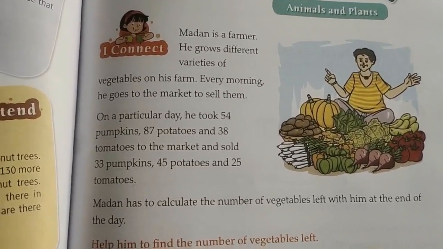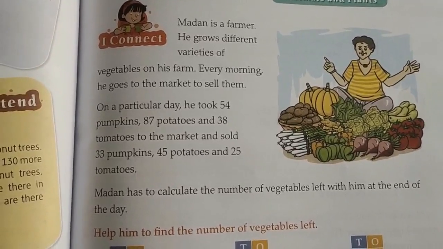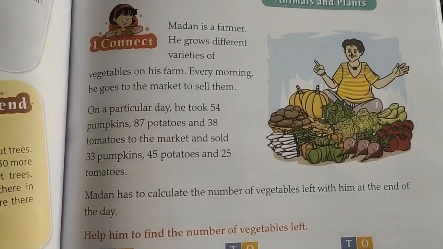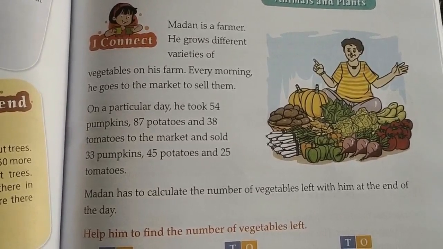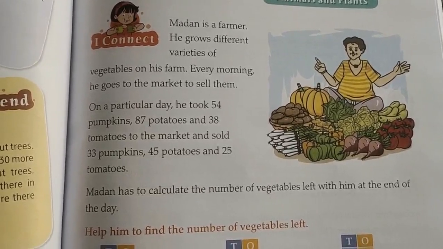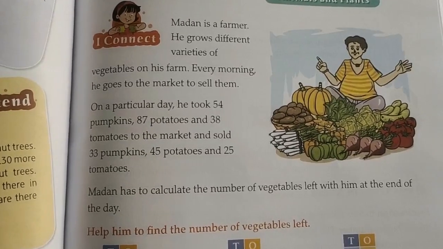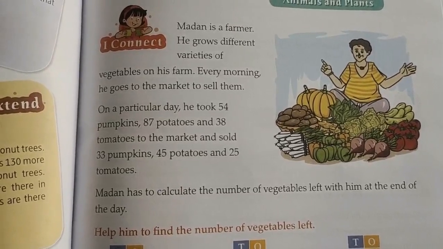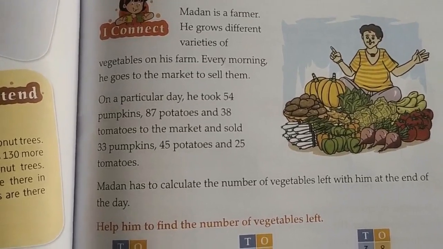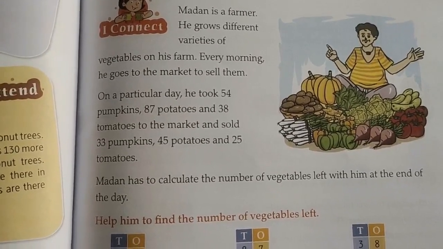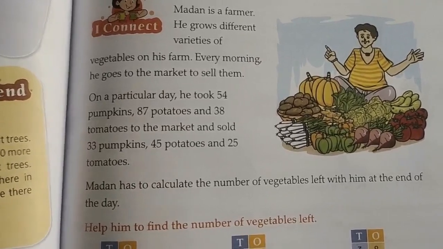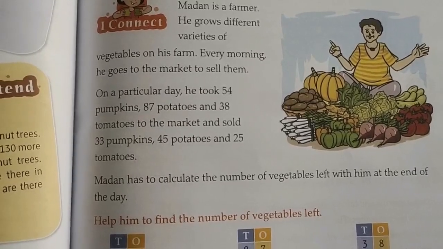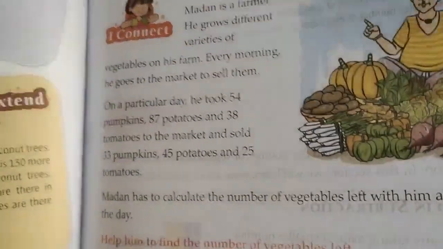On a particular day he took 54 pumpkins. Here in the picture you can see yellow pumpkins, 87 potatoes and 38 tomatoes to the market and sold. This is the quantity, 54, 87 and 38, which he has taken to the market. Now the numbers of pumpkins, potatoes and tomatoes that he sold: 33 pumpkins sold, 45 potatoes sold and 25 tomatoes also sold.